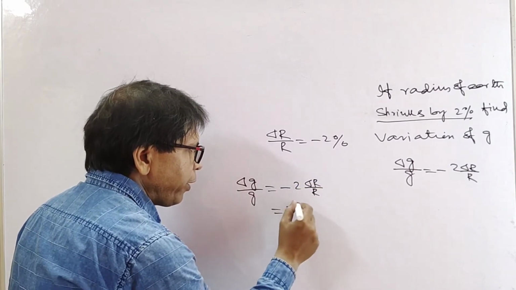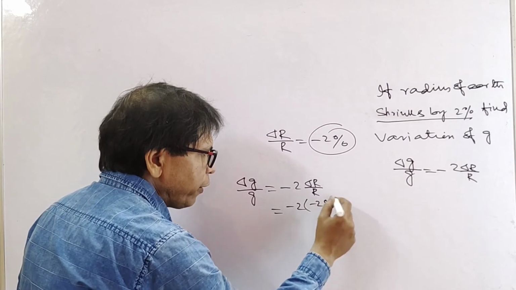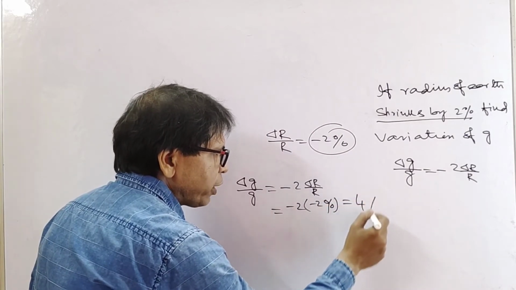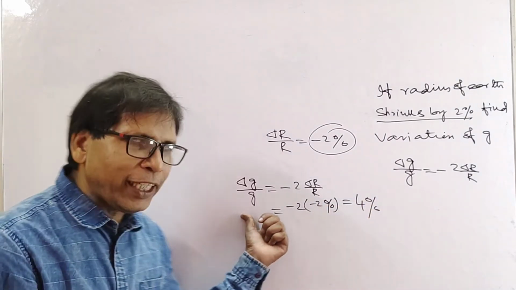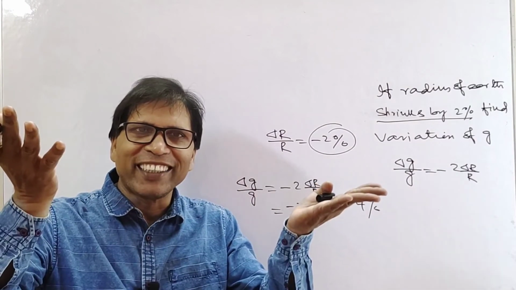So this is the minus 2, and delta R by R is the minus 2%. So this is the 4%. Therefore, acceleration due to gravity is increased by 4%.